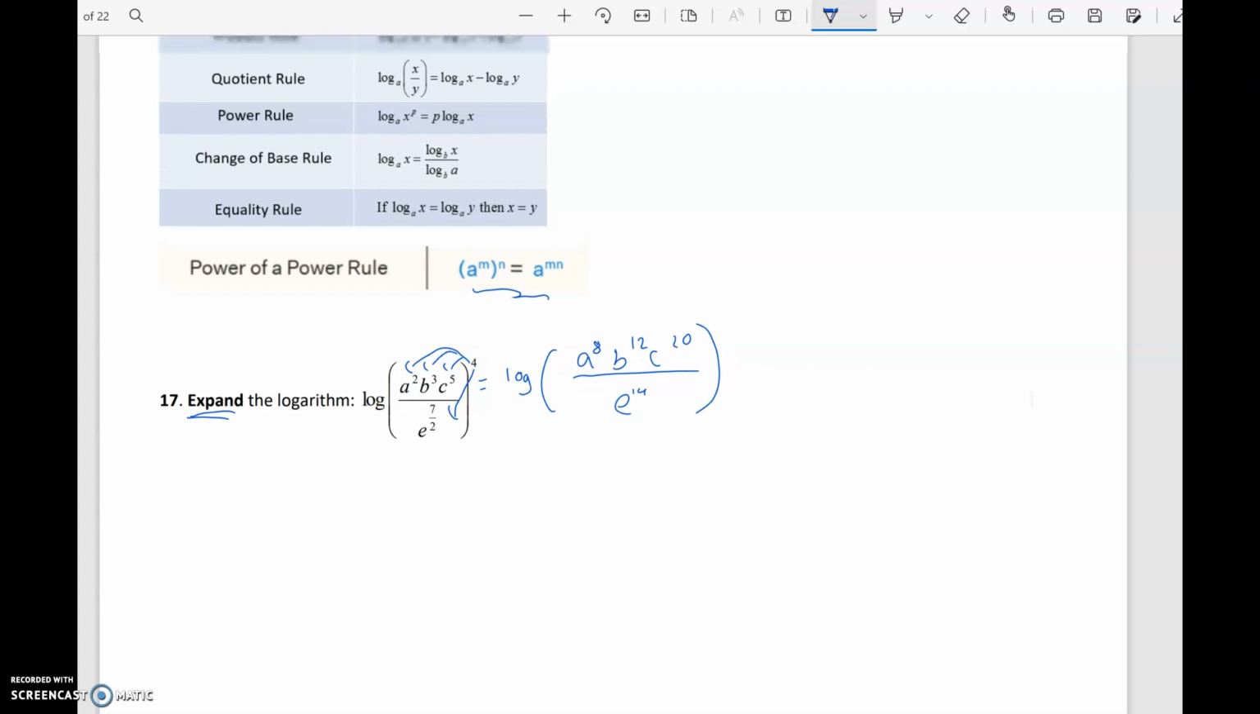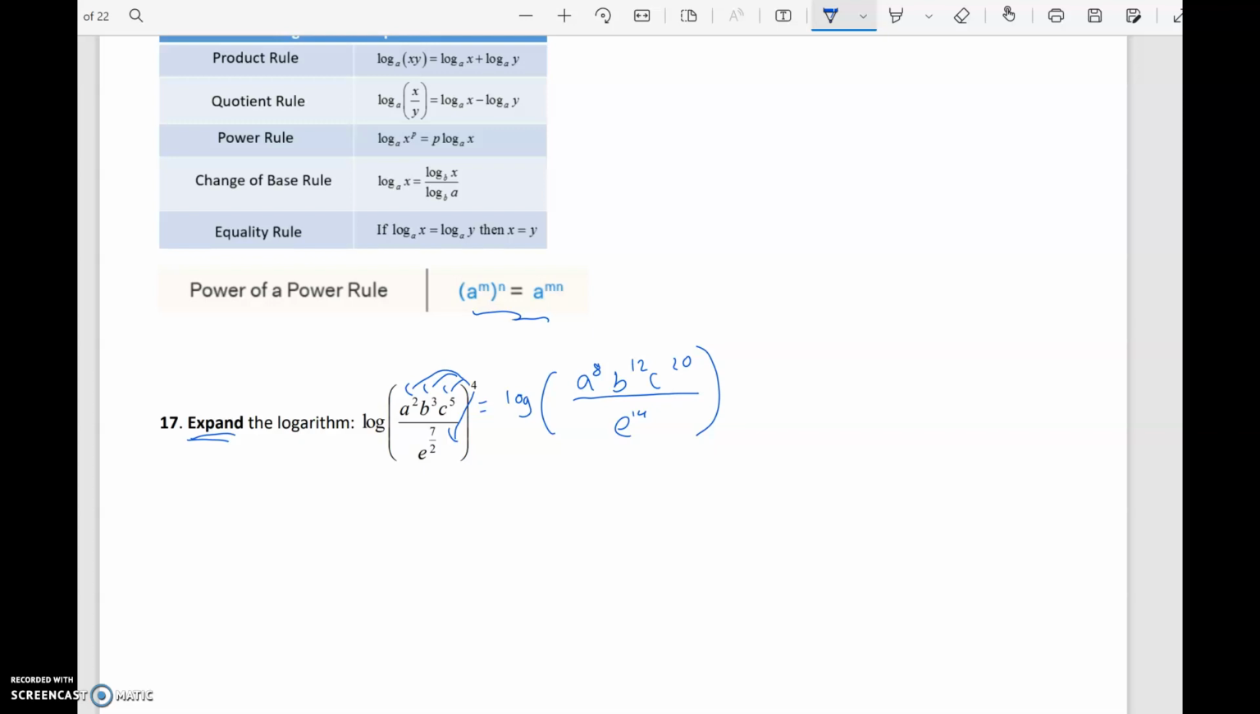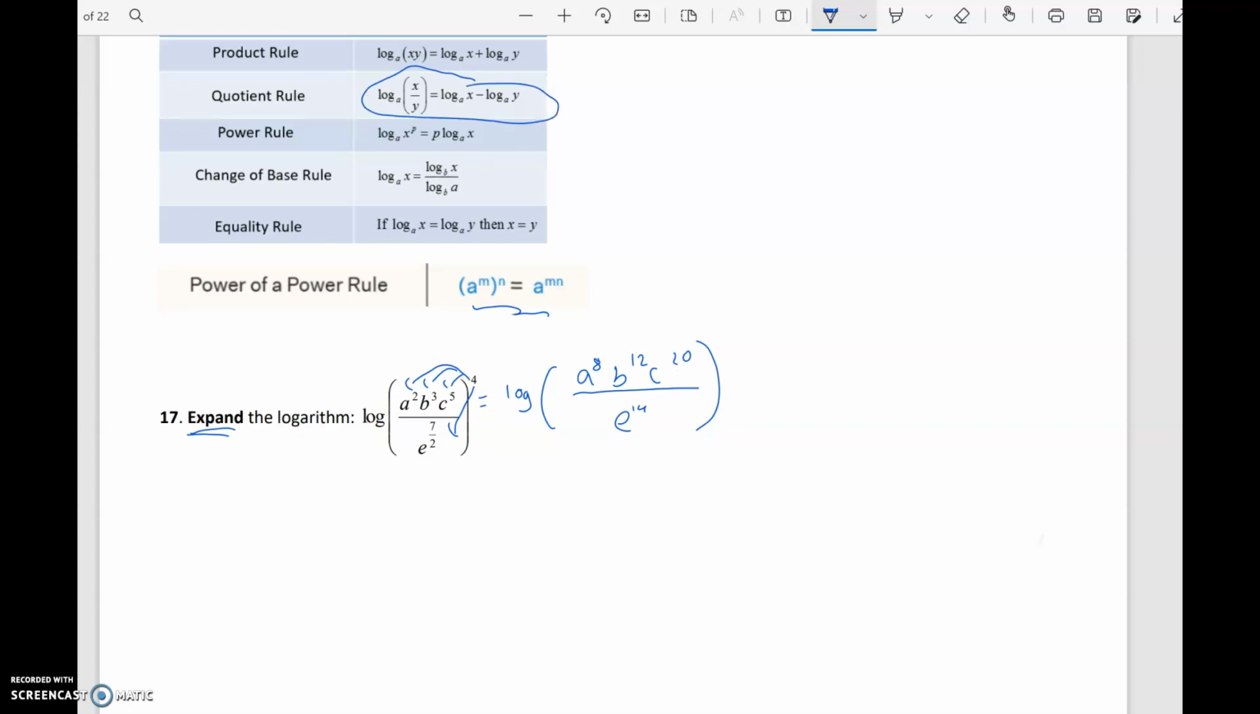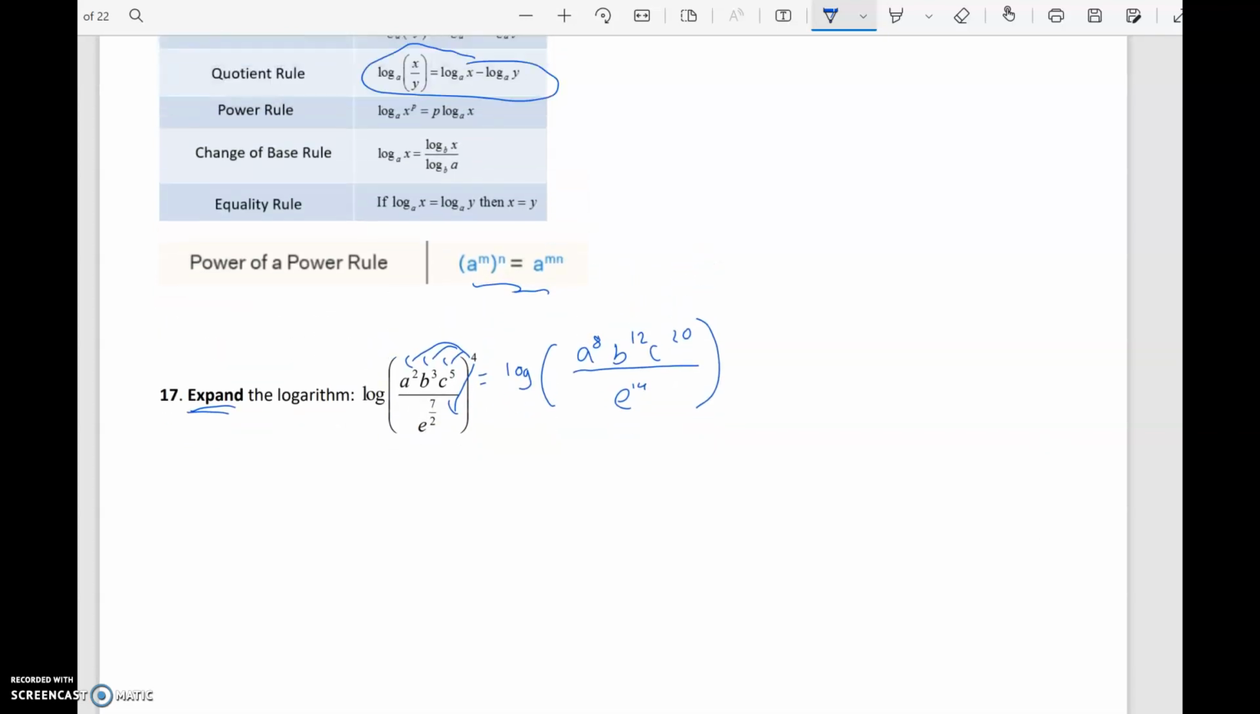Okay, next, because we have technically a ratio here, I'm going to use the quotient rule and express it as a subtraction of logs. So this is going to be equivalent to the log of a to the 8th, b to the 12th, c to the 20th minus the log of e to the 14th.